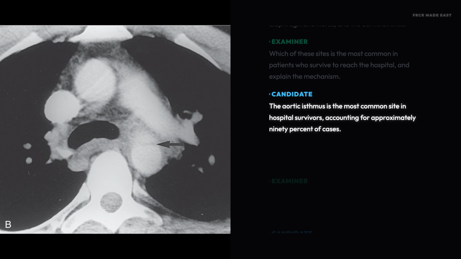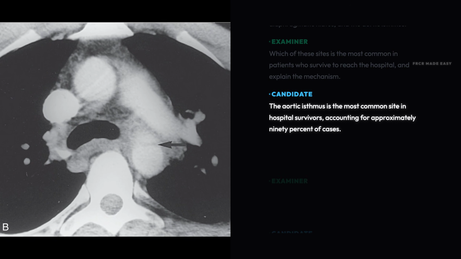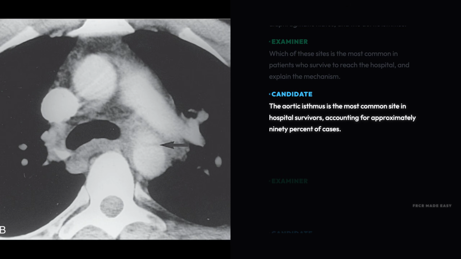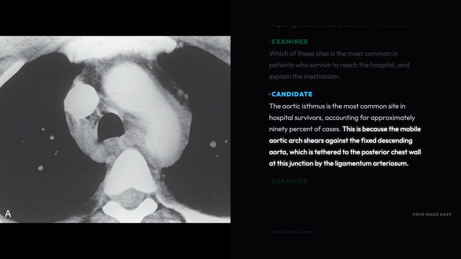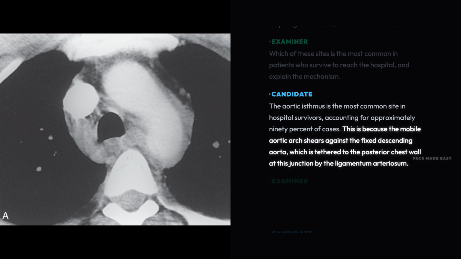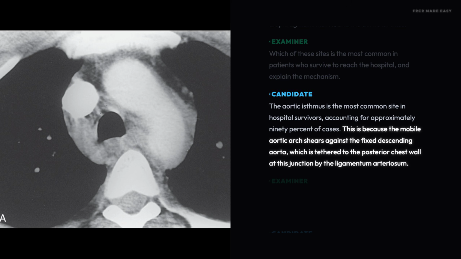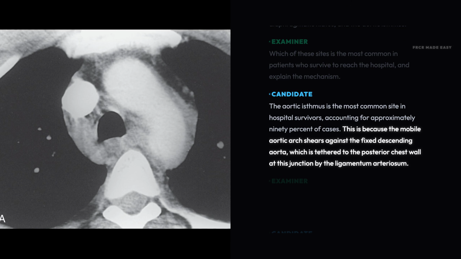The aortic isthmus is the most common site in hospital survivors, accounting for approximately 90% of cases. This is because the mobile aortic arch shears against the fixed descending aorta, which is tethered to the posterior chest wall at this junction by the ligamentum arteriosum.